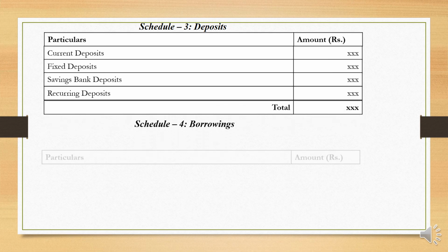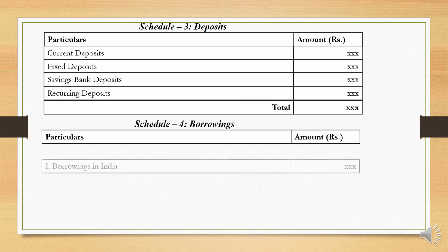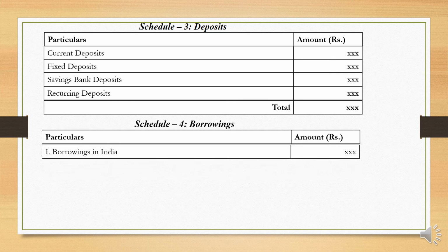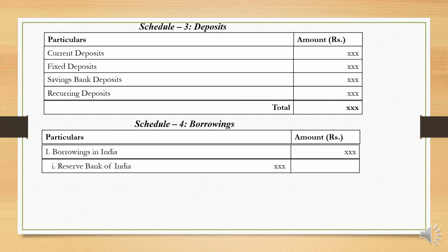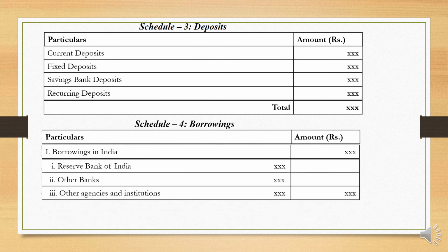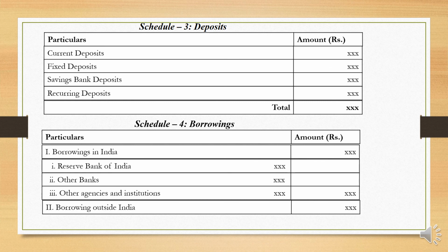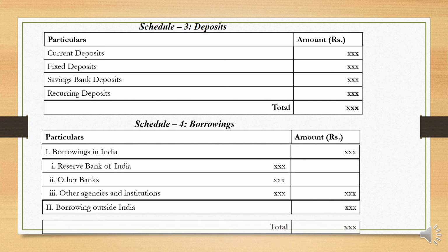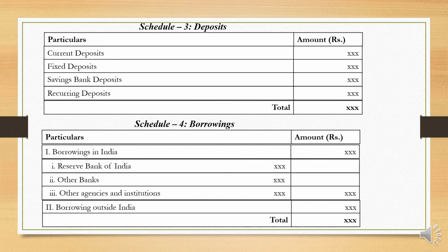Then schedule number 4, borrowings. It would be borrowings from inside the country or outside the country. Borrowings in India are the various types of borrowings from the Reserve Bank of India, from other banks, or from other agencies and institutions. And then borrowings from outside India, so we'll get the total. This is schedule number 4.